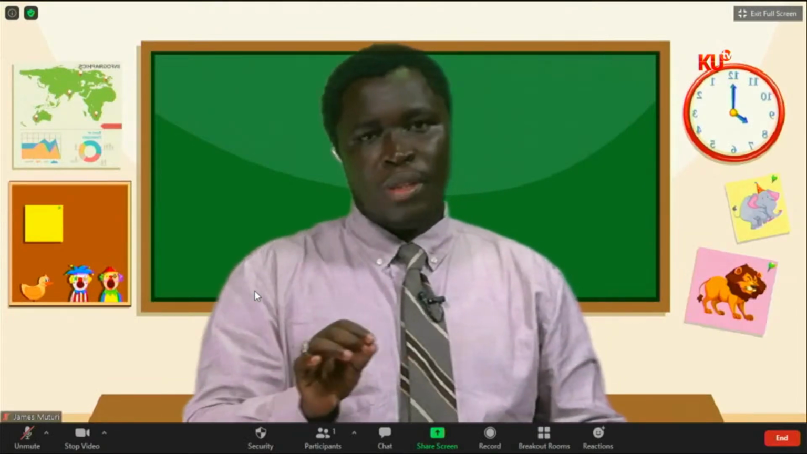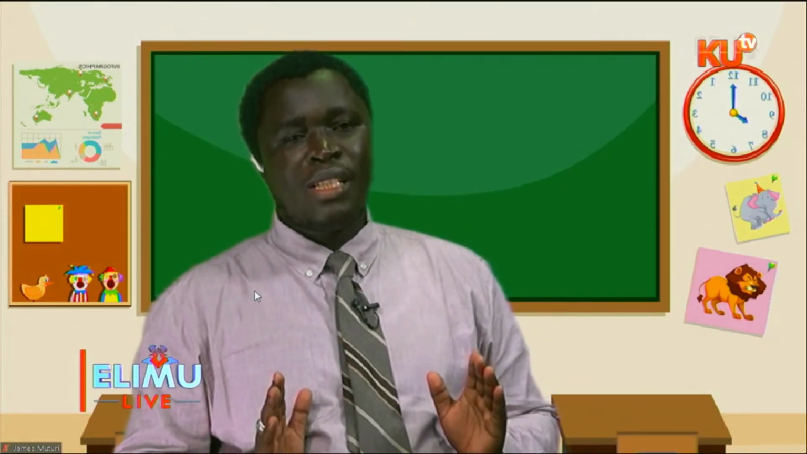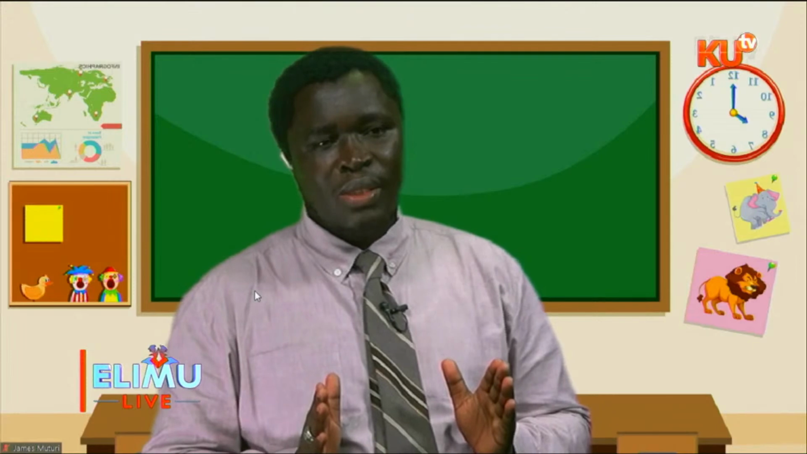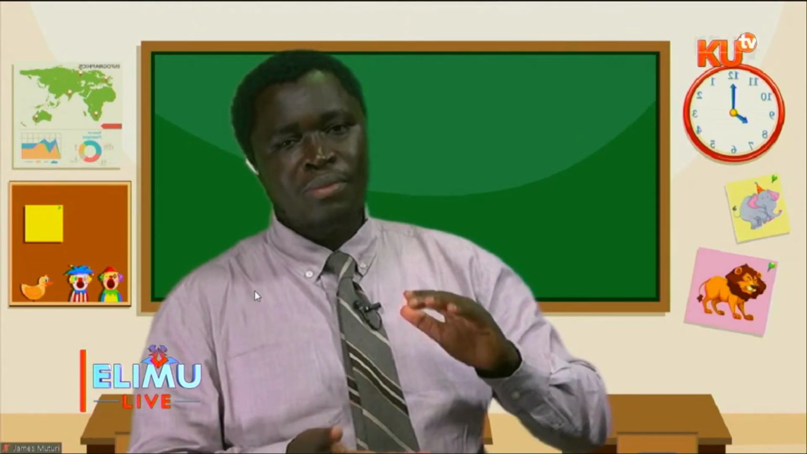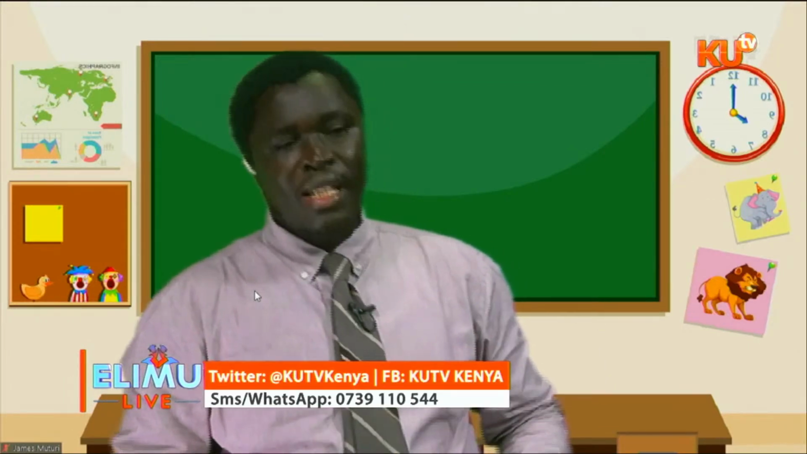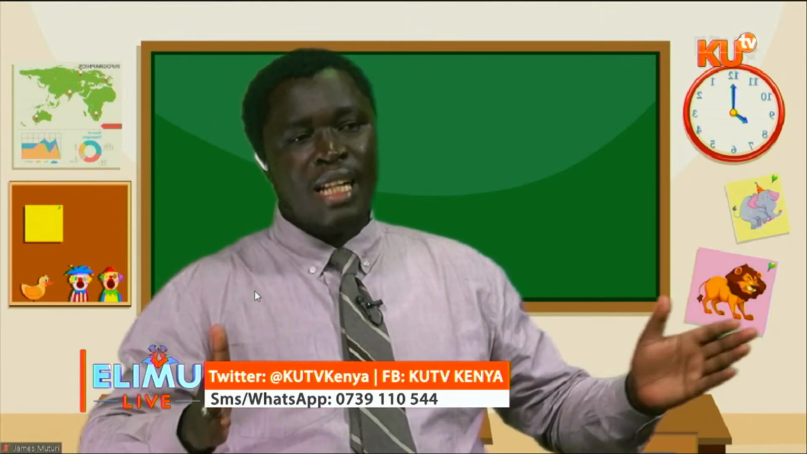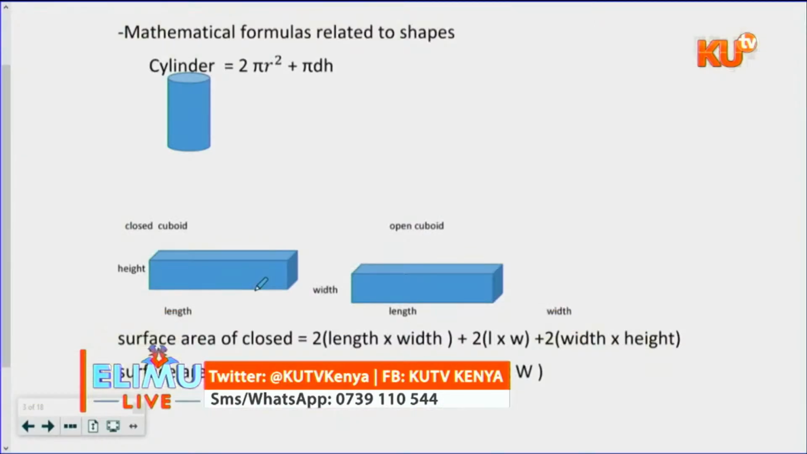So that is all about the faces of a closed cuboid: 6 faces, with 2 pairs of identical faces, top and bottom. The face facing us and the face facing away from us are also the same. The cross-sectional faces facing away are also equal. So let's come to the formula of a closed cuboid.